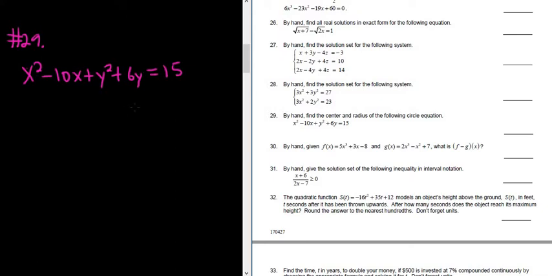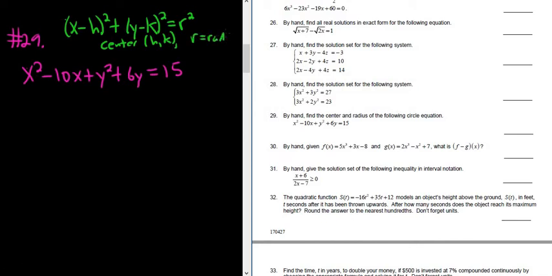So the idea here is to complete the square twice. And the goal is to end up with something that looks like this: x minus h squared plus y minus k squared equals r squared. And once we get this, we know that the center is (h, k) and the radius is r. So that's the goal. So we'll complete the square twice.